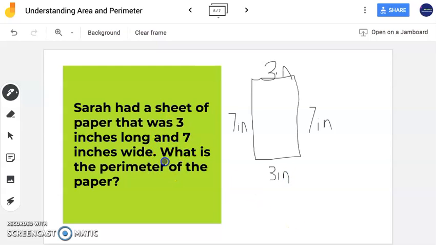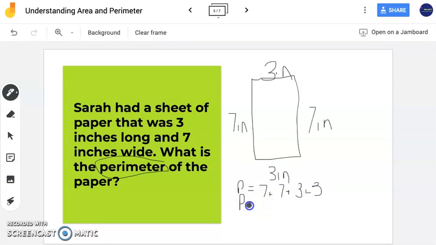They're asking us in this problem, what is the perimeter of the paper? Perimeter, again, just like the previous problem, means I'm adding all four sides. So I have my two lengths, 7 plus 7. Plus my two widths, 3 plus 3. And notice, a rectangle has 4 sides. I need to make sure I'm adding all four sides. A rectangle has 4 sides. Make sure you're adding all 4 sides.